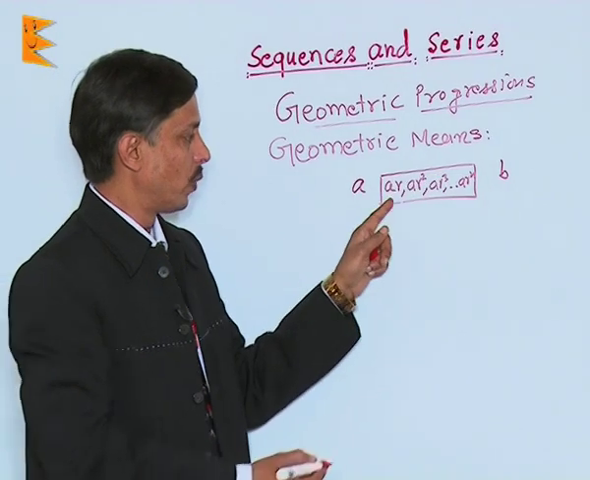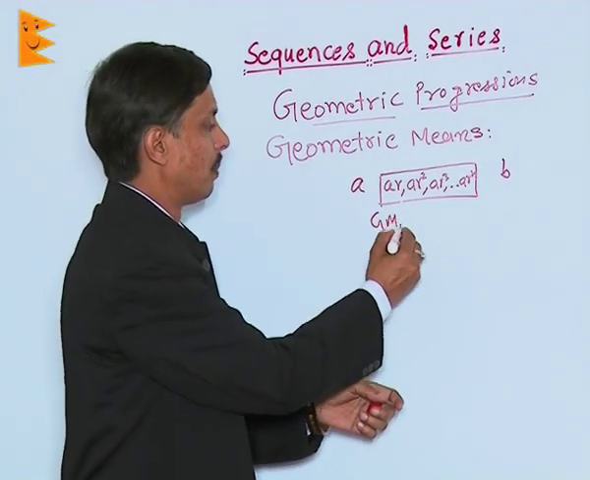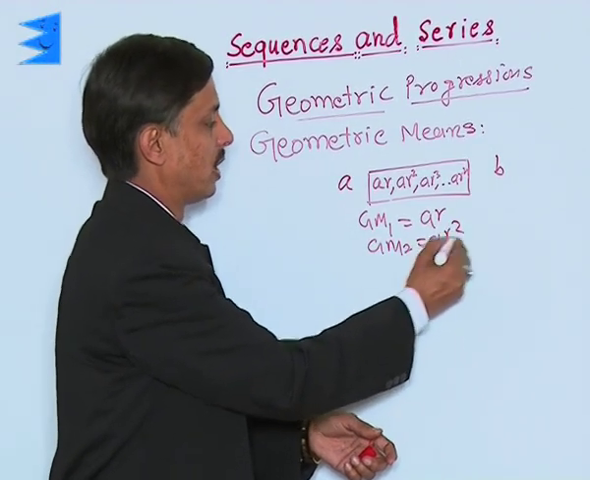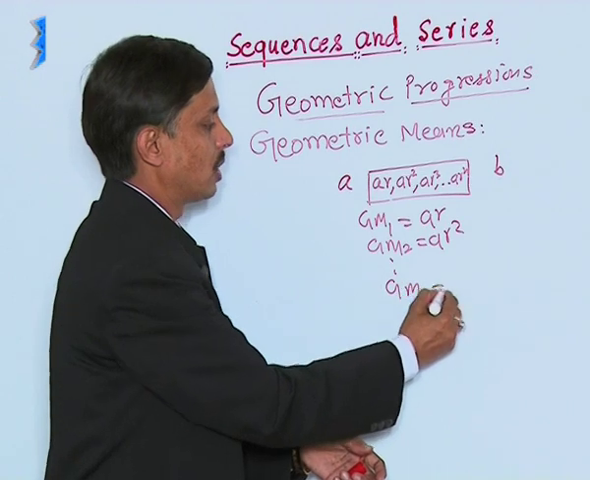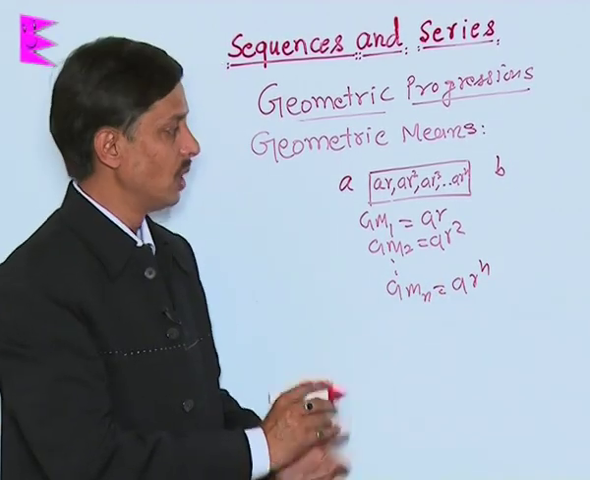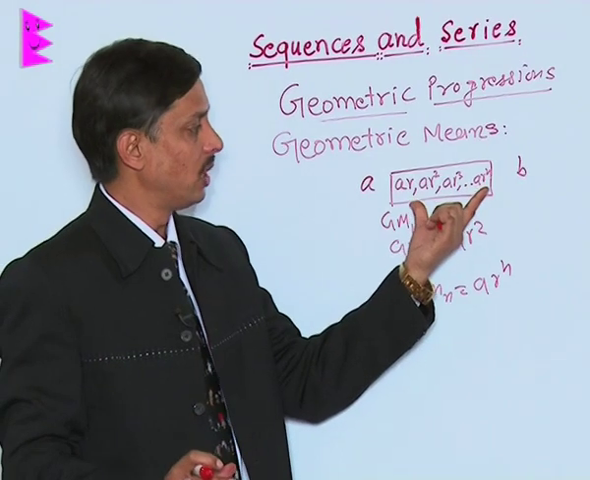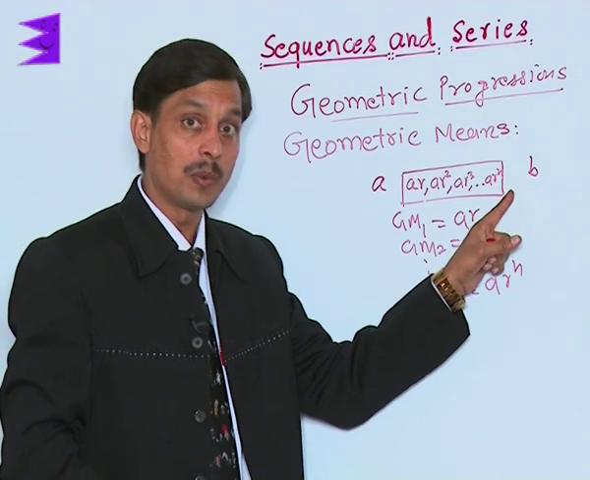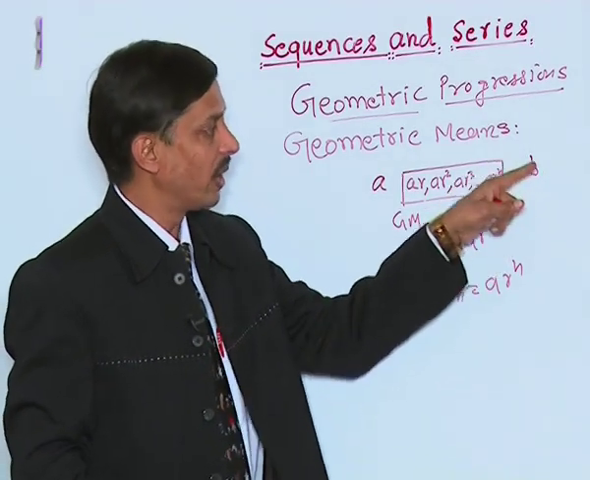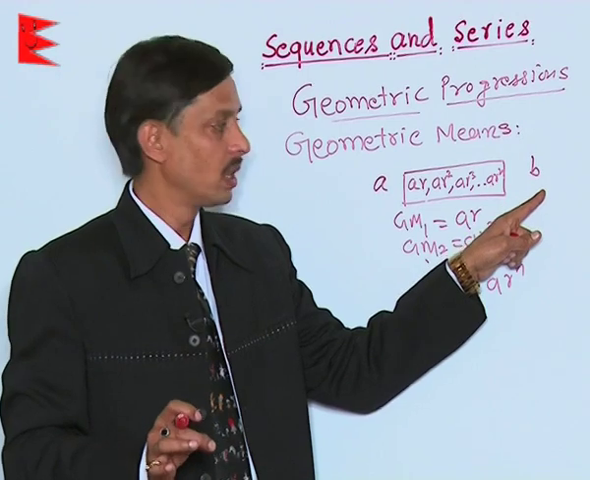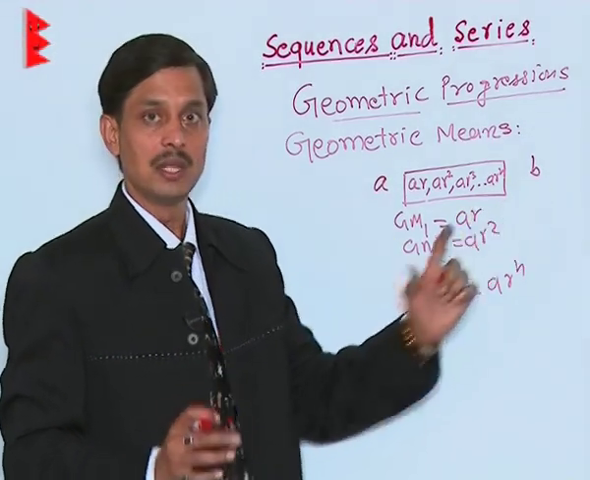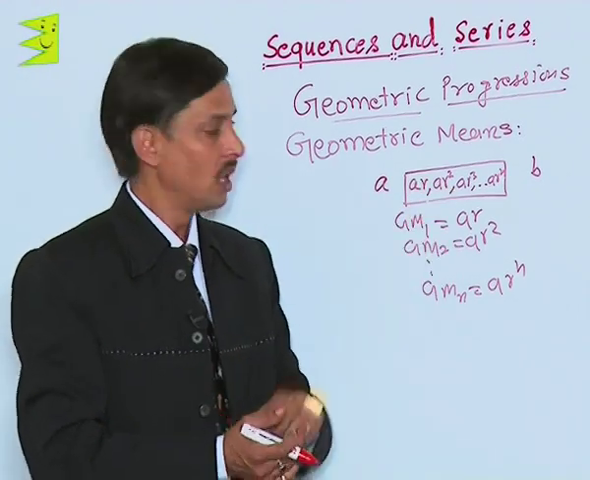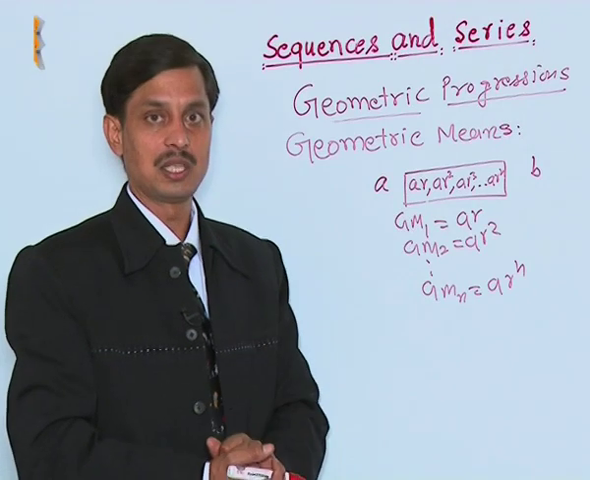Always remember, GM number 1 is AR, GM number 2 is AR square, and the nth GM is AR^n. So you can count there are n geometric means. A is one of the terms, so up to this step the number of terms becomes n plus 1, and if I include B as well, from A to B there are in all n plus 2 terms, because n are GMs, A is the first number, and B is the last number.